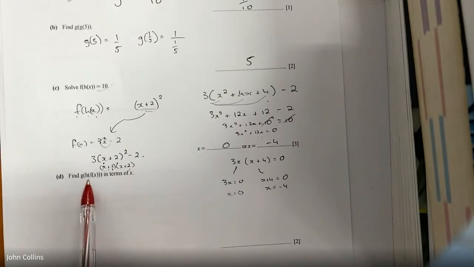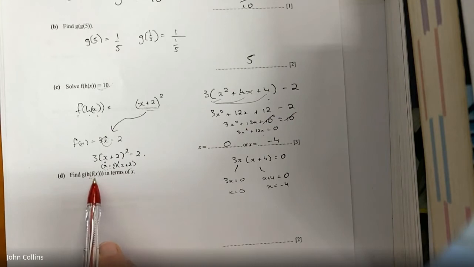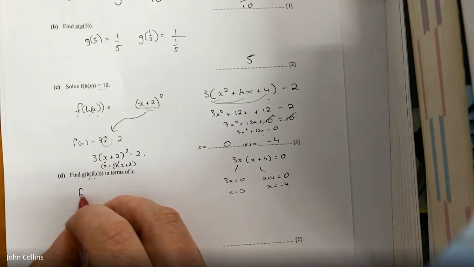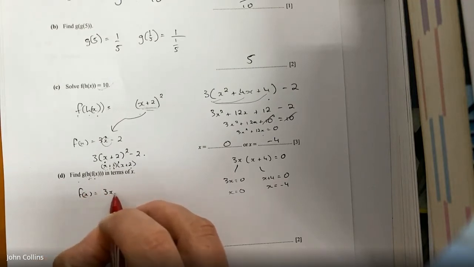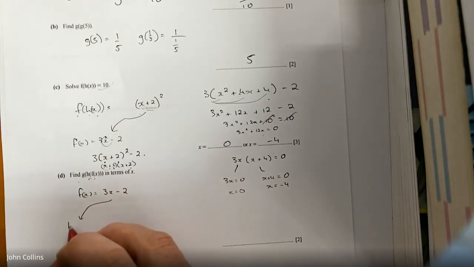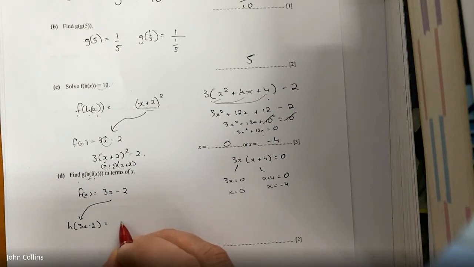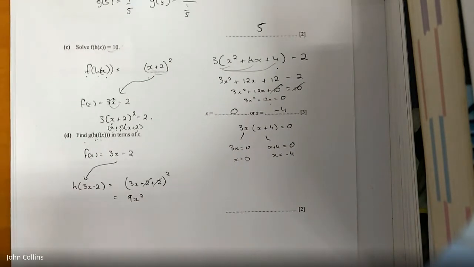All right. And now, this question. f(x) into h(x), that answer into g(x). So f(x) is 3x minus 2. That needs to go into h. So 3x minus 2 into h. h is the x plus 2 one. So that's going to be (3x minus 2 plus 2) squared, which I think is 9x squared when you multiply the 3x by itself.